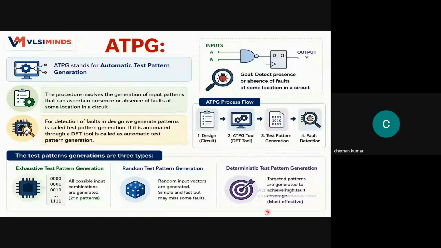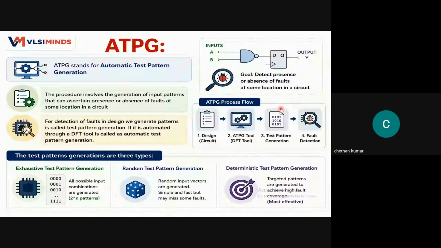Deterministic means we have targeted patterns generated to achieve high fault coverage. Based on the fault locations, we give the inputs where I need to find the fault. For example, to find a fault here, what pattern should I give to A and B? That will be determined and that pattern will be applied. That is called a deterministic pattern. This is the most effective and gives better coverage.